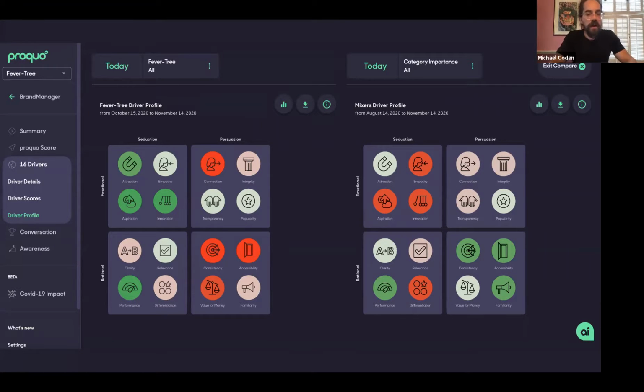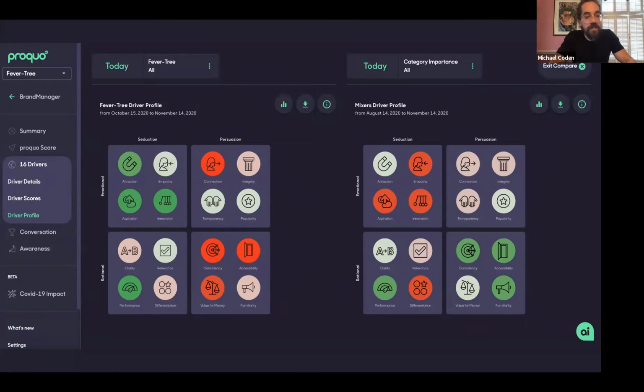We see this quite a lot because oftentimes the market leaders tend to drive how people feel about categories. So if you were to look at Schweppes, you'd see a very similar picture to the picture that's on the right. So if Fever Tree is trying to steal share from Schweppes, what they're able to see here is where their strengths are, which is in emotional seduction, and also where Schweppes' strengths are, where the category's strengths are, which is in rational persuasion.